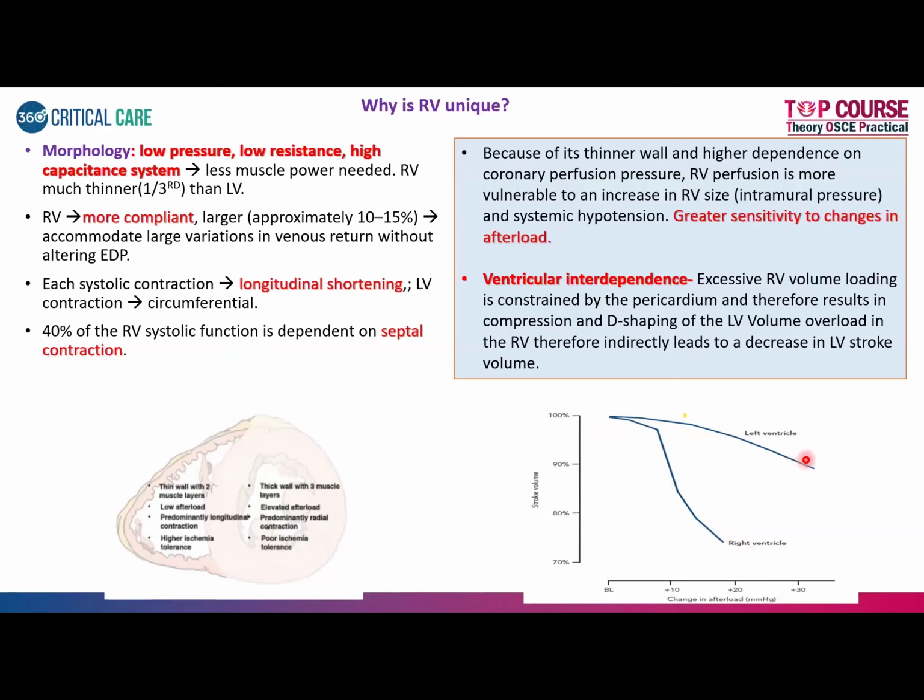And there is also ventricular interdependence, where an excessive RV volume loading will constrain the pericardium, and it results in compression and the D-shaping of the LV volume. Overload in the RV thereby indirectly leads to a decrease in the LV stroke volume.